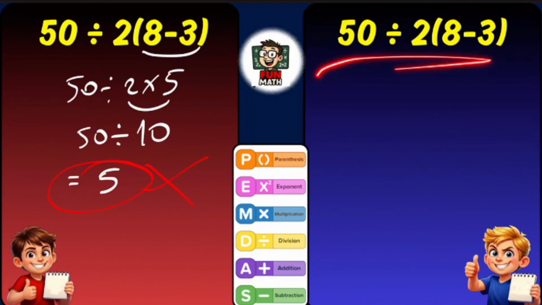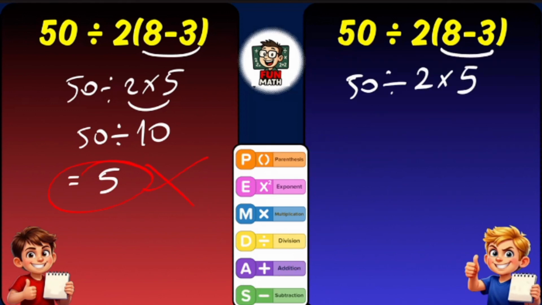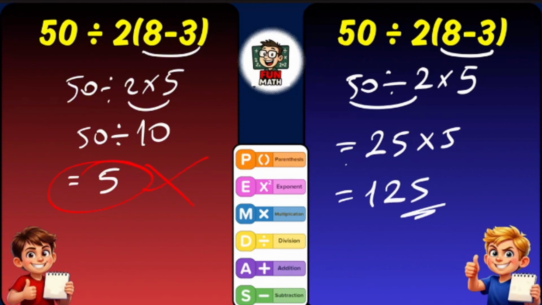Now, let's solve the question according to the rule. First, parenthesis: 8 minus 3 equals 5. Now, division and multiplication from left to right. First, division: 50 divided by 2 equals 25. 25 times 5 equals 125. The correct answer will be 125.